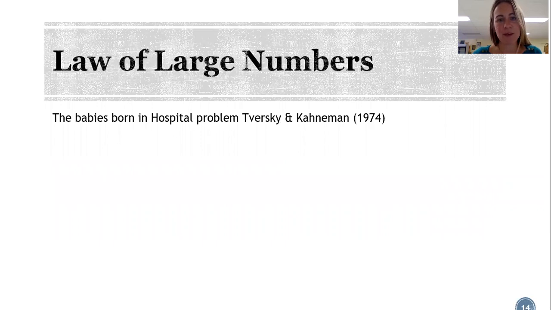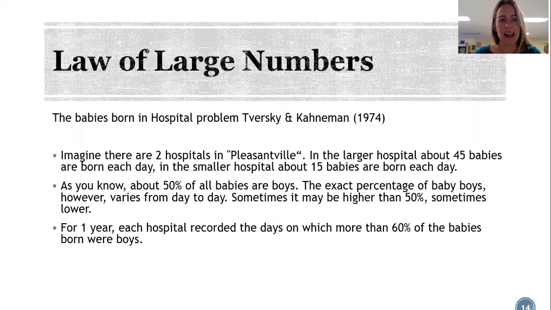Let me give you an example from a study that was published in the 70s by Tversky and Kahneman. It's the babies born in a hospital problem. Imagine there's two hospitals in the town called Pleasantville. In the larger hospital, about 45 babies are born each day. In the smaller hospital, about 15 babies are born each day. As you know, 50% of all babies are boys. The exact percentage, however, will vary day to day. Sometimes it'll be higher than 50%, and sometimes it'll be lower than 50%.